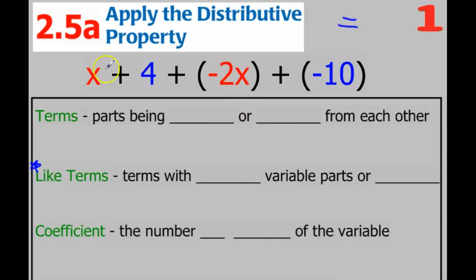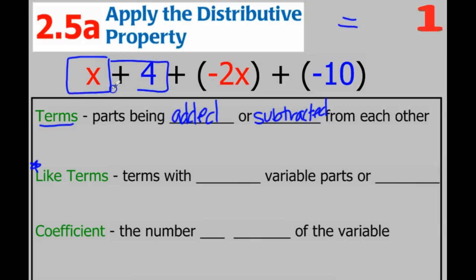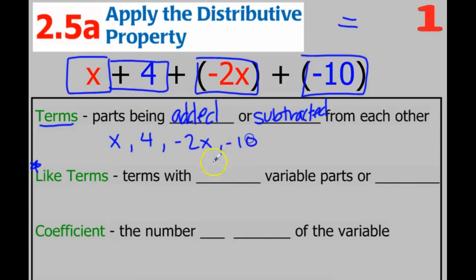So first, each one of these, x or number, is considered a term. Parts being added or subtracted from each other. So this is a term, this is a term, this is a term. Notice I put the sign that goes with it. This is a term. Okay? So our terms are x, 4, negative 2x, and negative 10. I just listed them out.